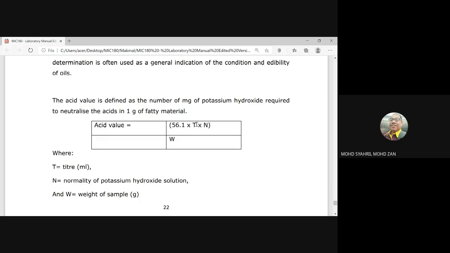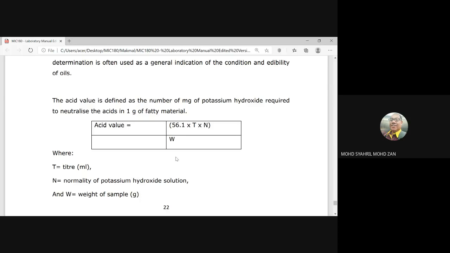T is what? T refers to titrate mL. Okay. And then N is the normality of the potassium hydroxide solutions. And last one will be W, is our weight of samples. Okay, again, acid value doesn't have any units.